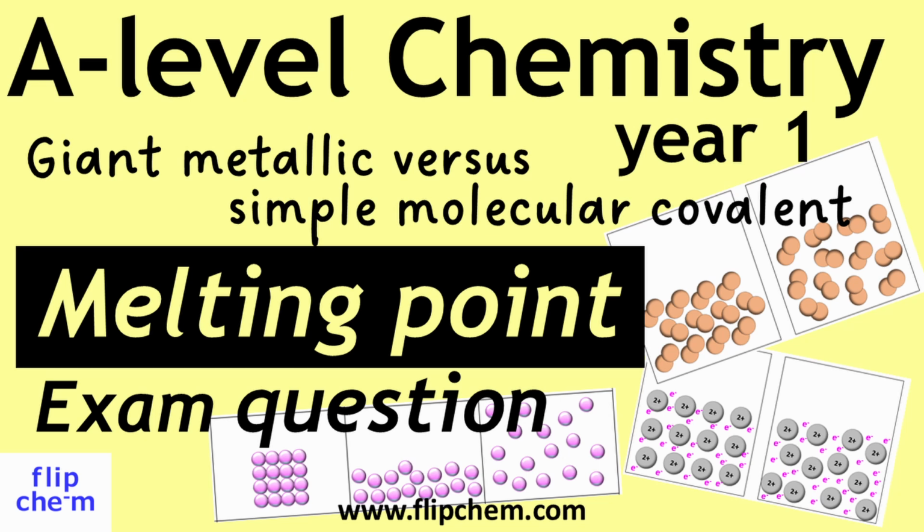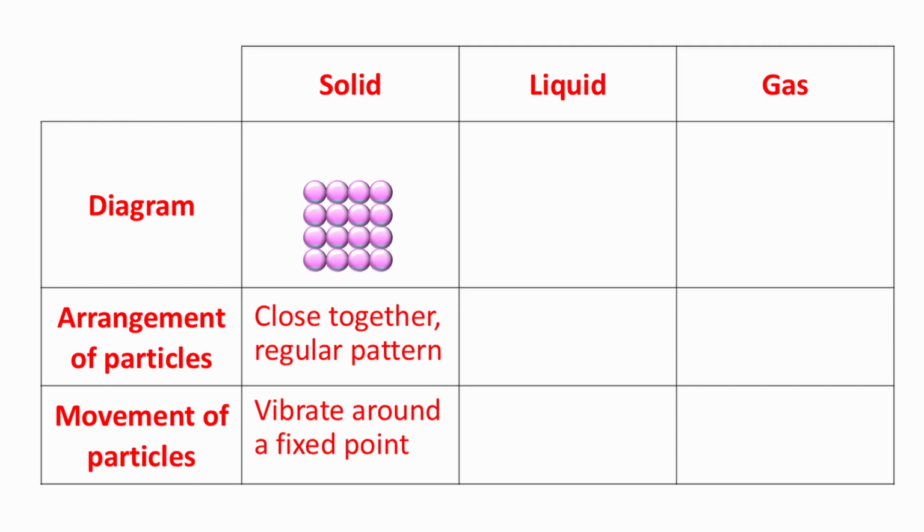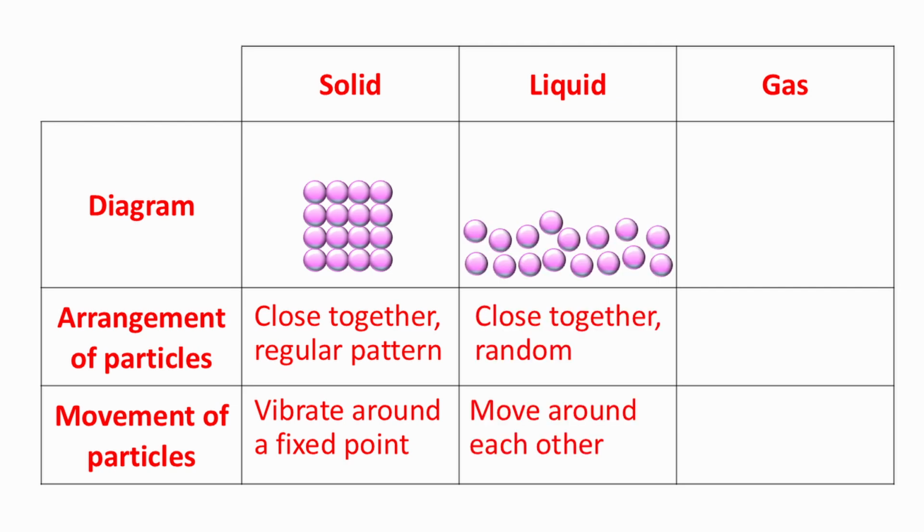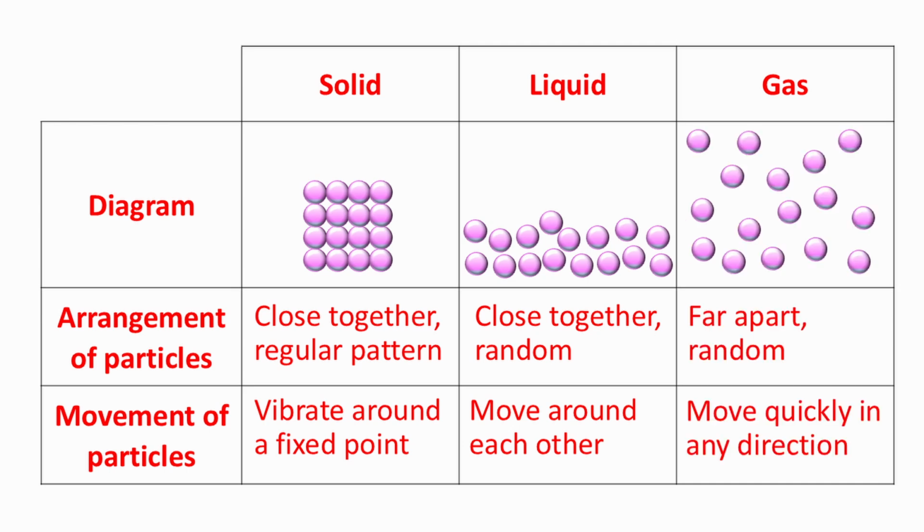Let's get started. First of all, let's take a look at the arrangements of particles in solids, liquids and gases. In a solid, the particles are close together and arranged in a regular pattern. This is sometimes referred to as a lattice. The particles vibrate around a fixed point. In a liquid, the particles are still quite close together, however they can move around each other at random. In a gas, the particles are much further apart and move quickly in any direction.